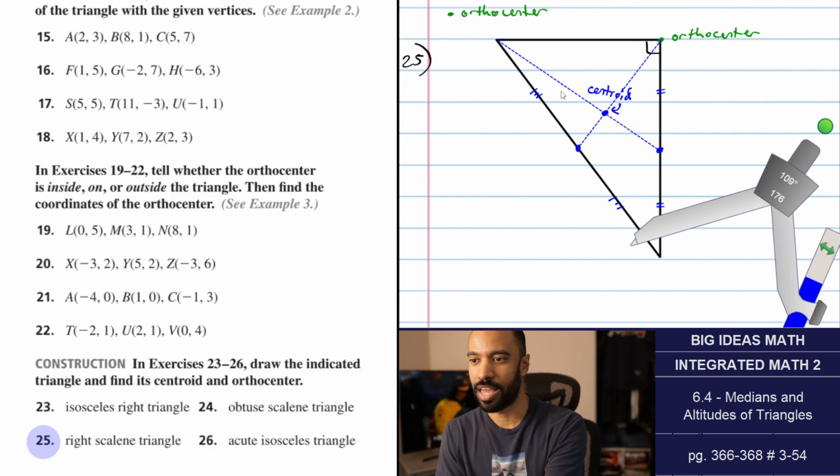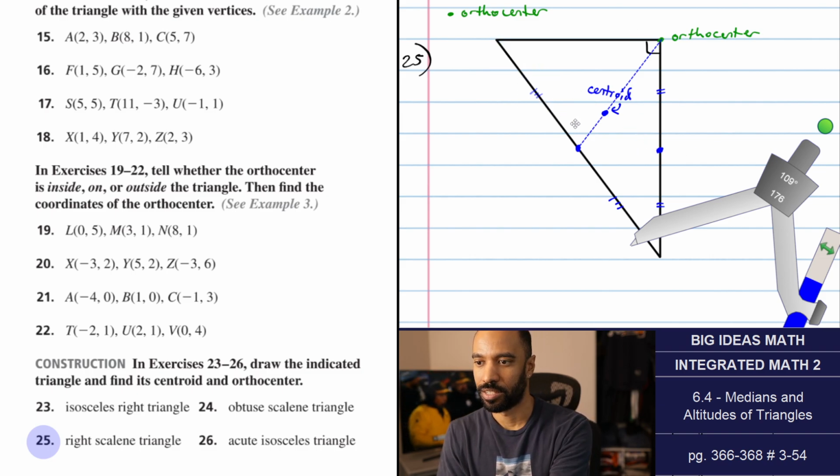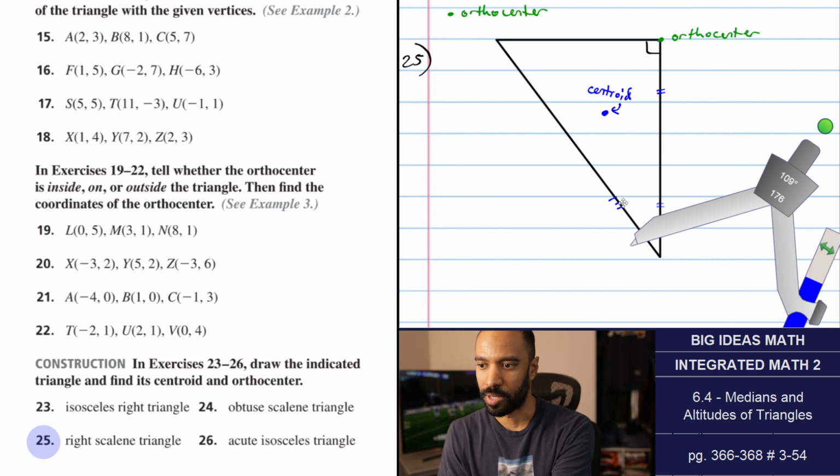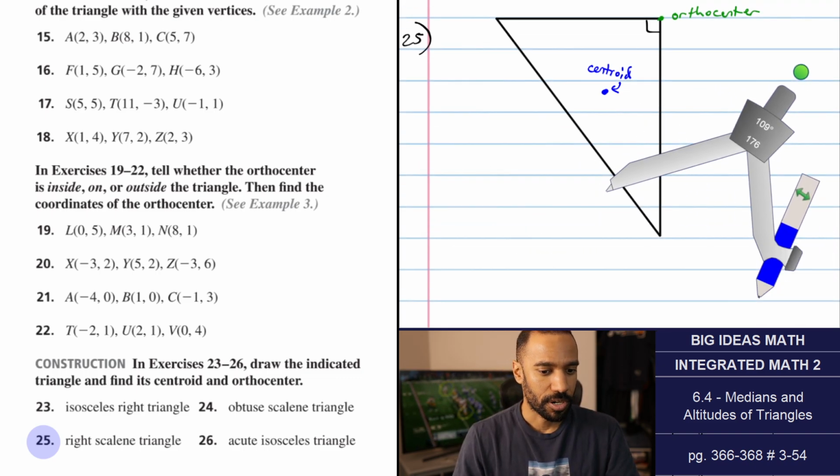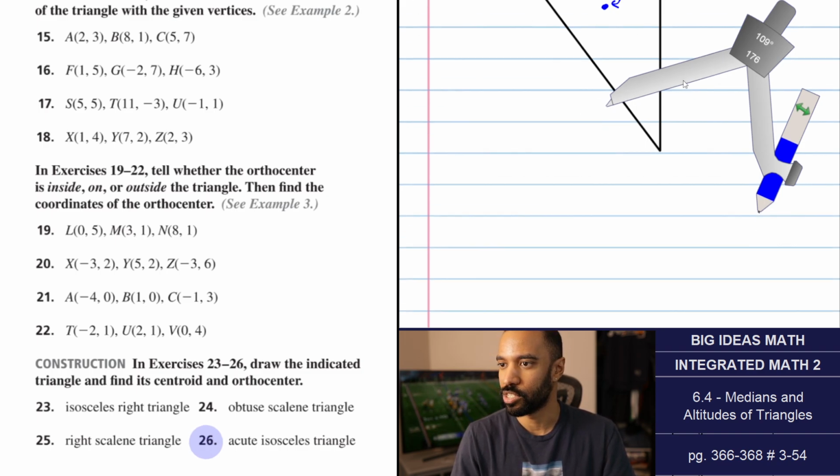Okay, let's erase all that and keep going. I've got one more to do. I'm assuming it's going to be acute, maybe even isosceles. We'll see. All right, there's number 25. Let's go to number 26. Yep, acute isosceles. Number 26, acute isosceles triangle.